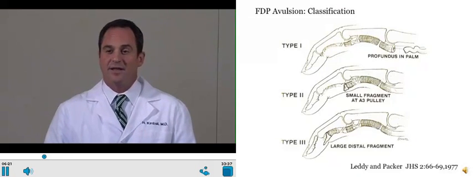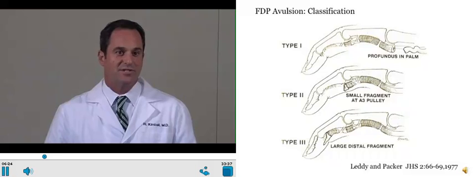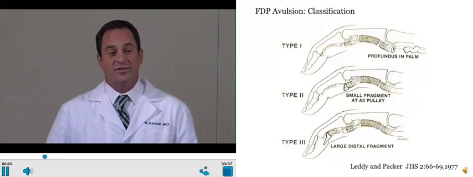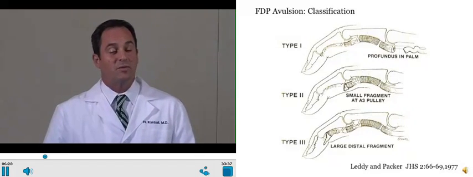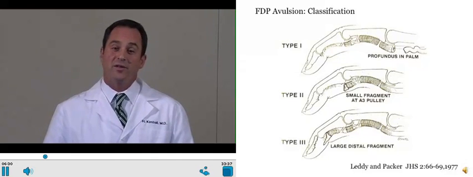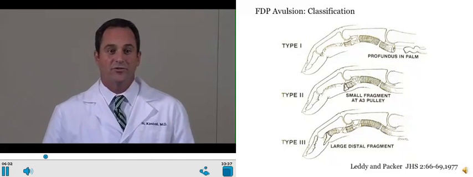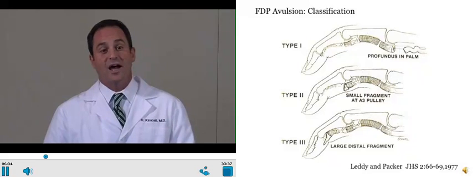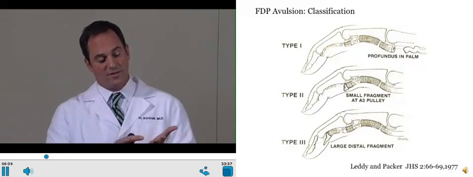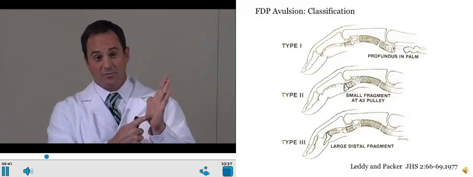This is Leddy and Packer's classification of this type of injury. The importance of this classification involves the ability for us to appropriately treat this. So for the type 1 injuries, those are the more significant injuries. They involve the tendon retracting all the way into the palm level.